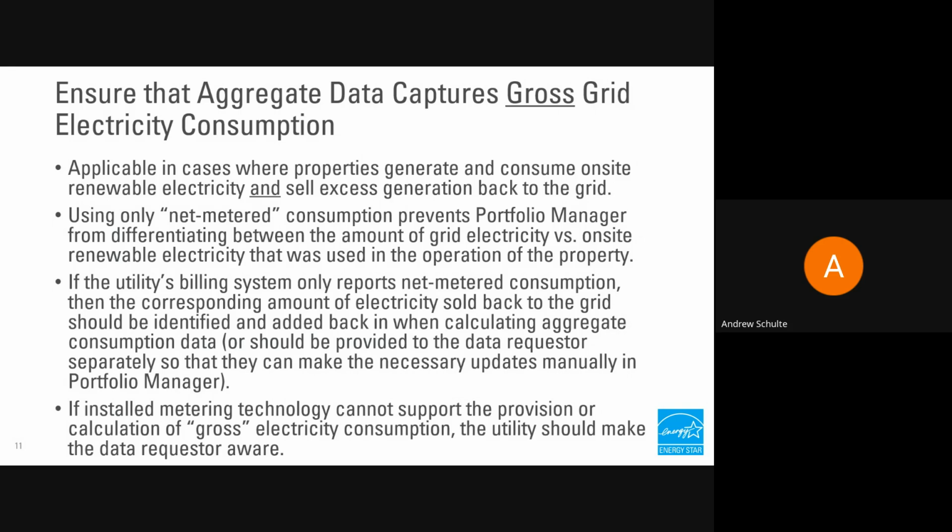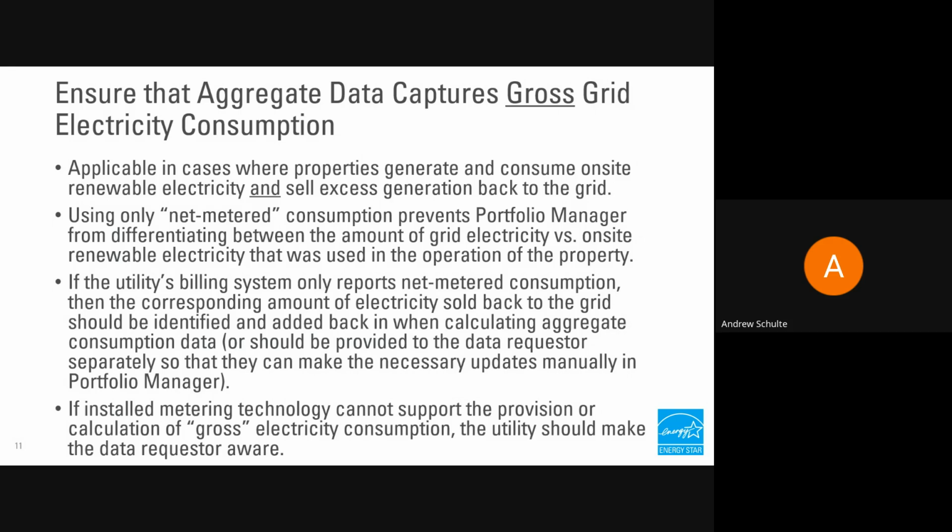And so even if the bottom line number in the utility's billing system is net consumption, assuming that there is that outgoing flow that was netted out, assuming that value exists in your billing system, even if it's not presented on the bills, it's important to provide that to the building owner, if you're not able to actually gross up the value itself before sending it through.